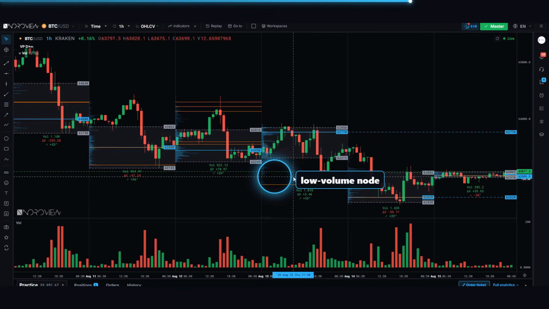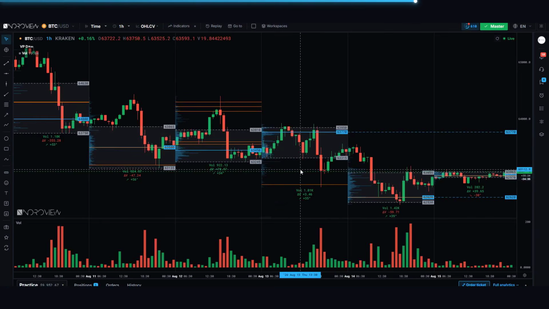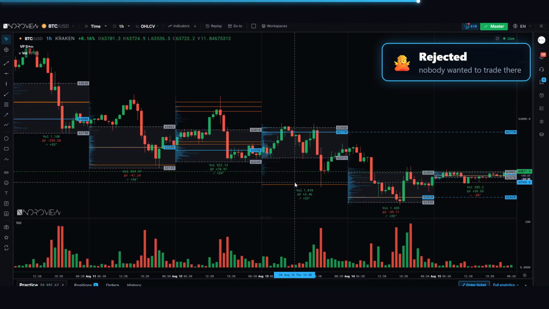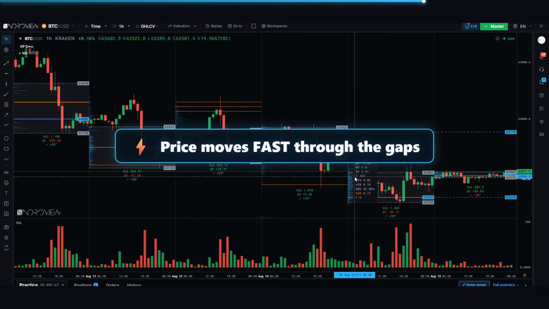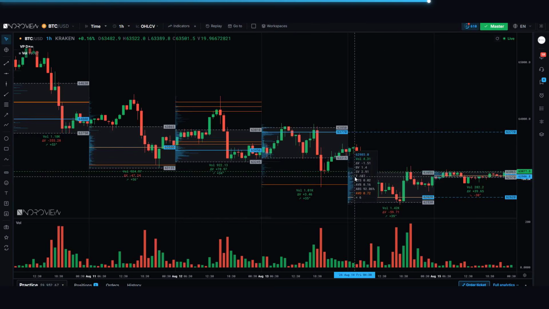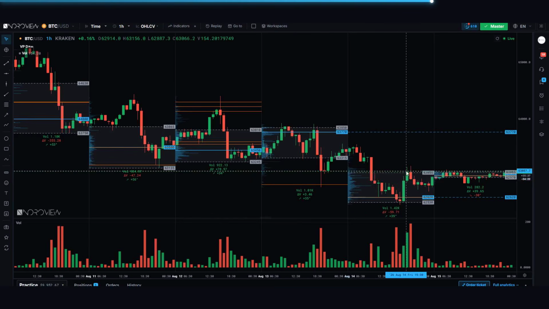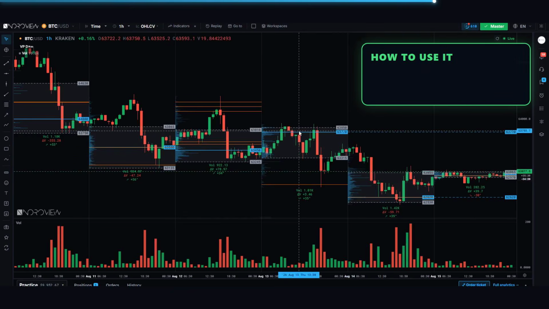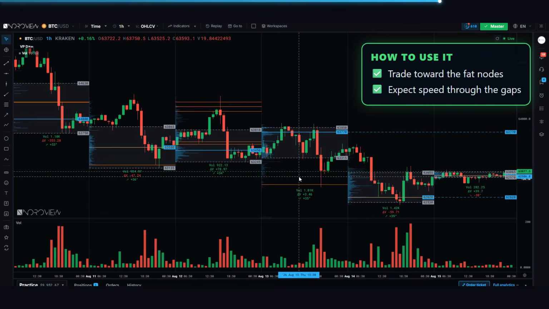A thin part is a low volume node. A gap in the histogram. That is a price the market rejected. It traded through and nobody wanted to stay. And here is the useful part. Price moves fast through low volume gaps. There is very little sitting there to stop it, so moves accelerate. So you trade toward the high volume nodes and expect speed through the gaps. That single idea will change how you read a chart.